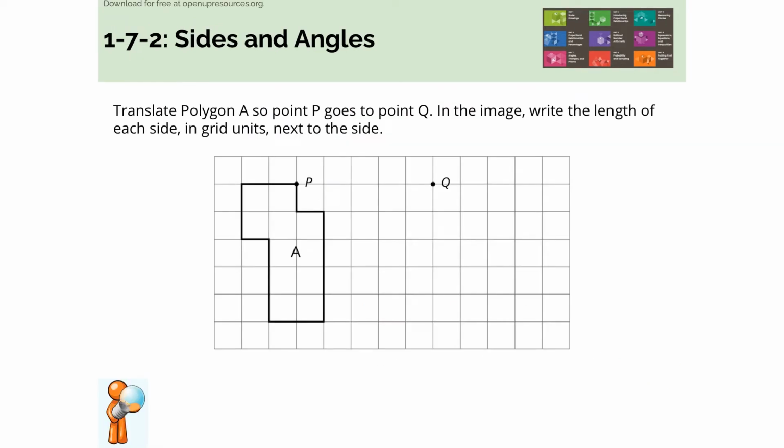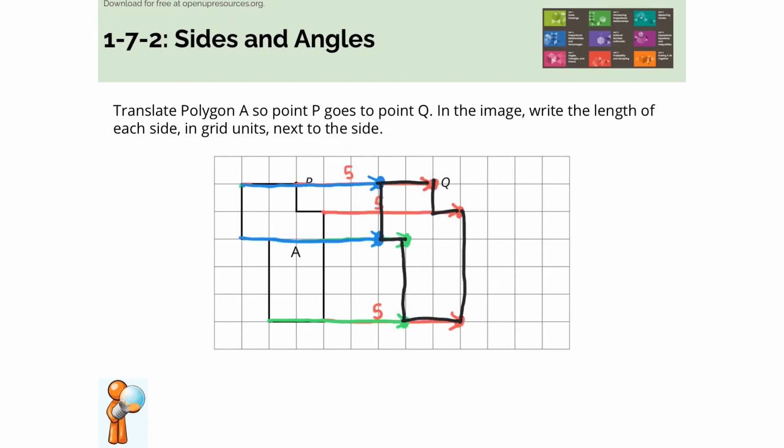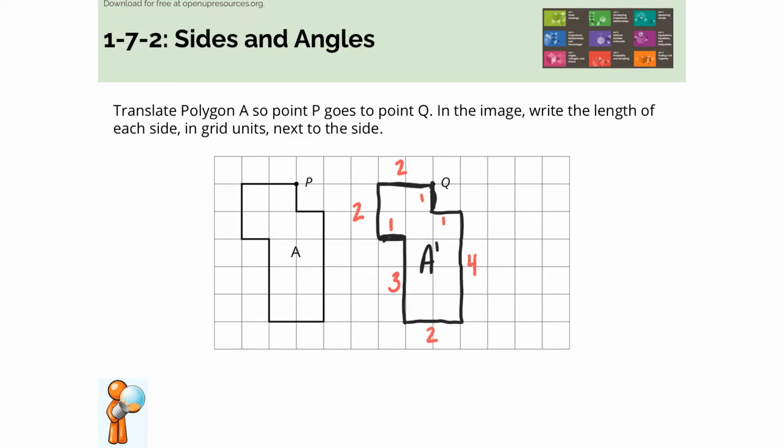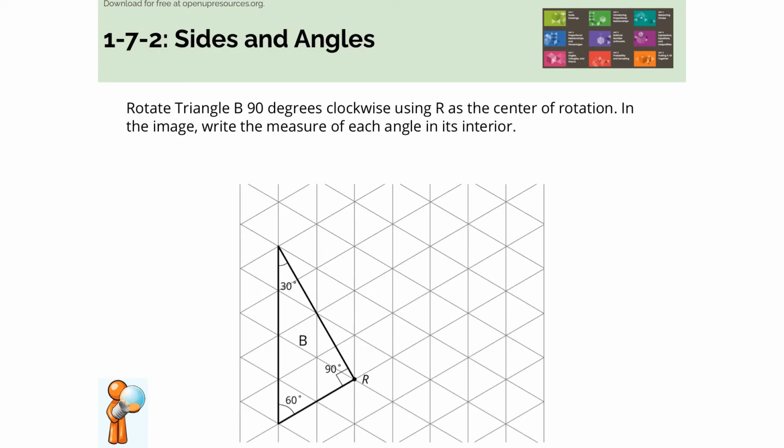For this next problem, we're going to translate polygon A, so point P goes to point Q. Write the length of each side in grid units next to the side. You can see that we moved point P onto point Q, and we moved each of them 5 units, and then when you're done, you're going to make sure and put all of your side measurements on each of your sides.